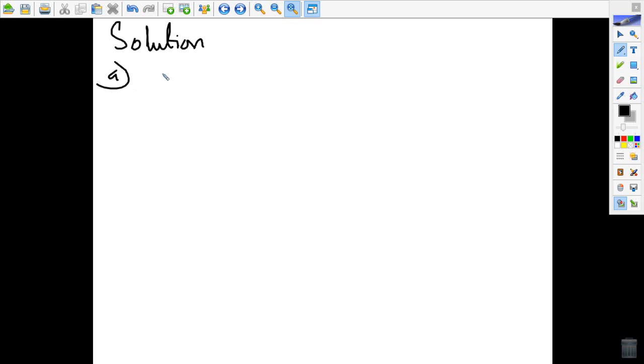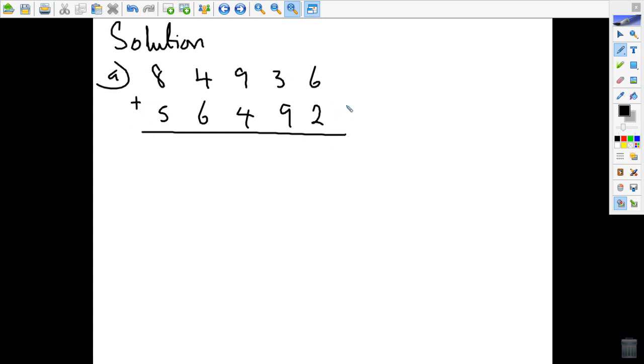Solution A: 8, 4, 9, 3, 6, and we have 2, 9, 4, 6, 5. Remember, we have to put the operation sign to know what you're using. Now the number is in base 10, so you have to write your 10 here. Now, addition from primary school, we know that we start from the right hand side. Since the number is in base 10, you add column by column.